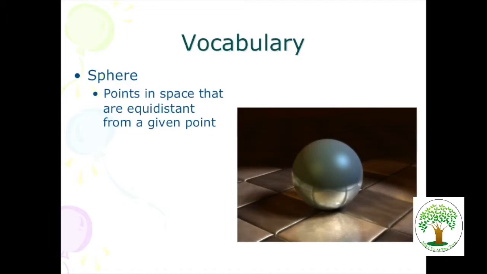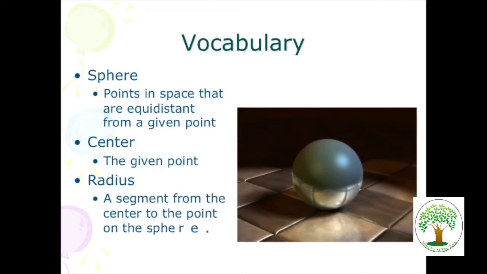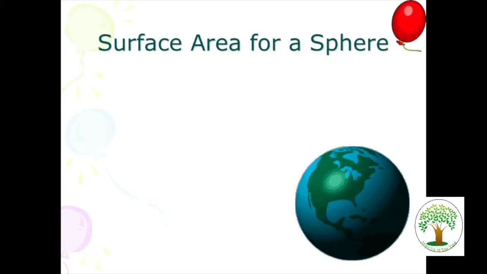On that sphere, we have some other vocabulary. We have the center, and that is that given point. And then we also have a radius. That's a cool picture. And that's a segment from the center out to the sphere. And so here we go. The center is in the middle of that sphere, and then coming out, this is my radius. That's the center. Any questions so far?